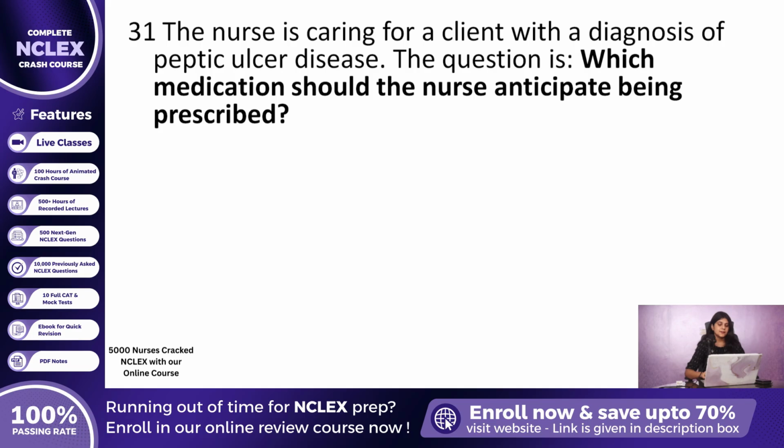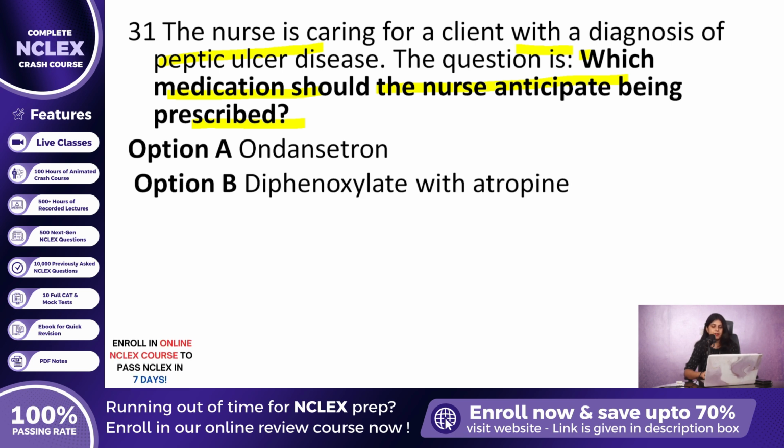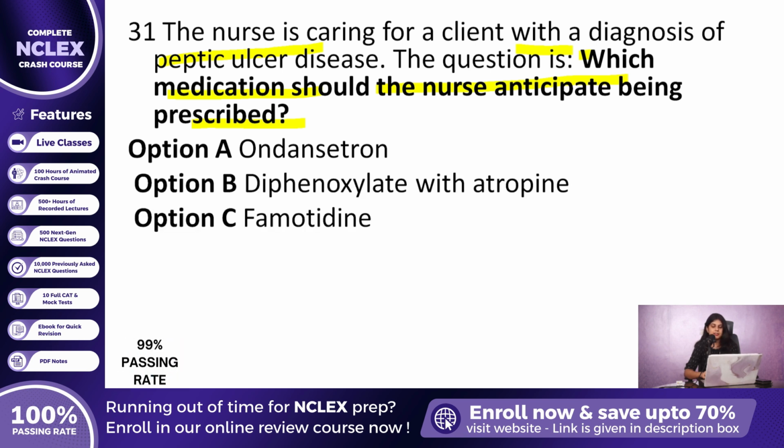The nurse is caring for a client with a diagnosis of peptic ulcer disease. The question is, which medication should the nurse anticipate being prescribed? The options include option A, ondansetron, option B, difenoxylate with atropine, option C, famotidine, and option D, psyllium. The correct answer is option C, famotidine.